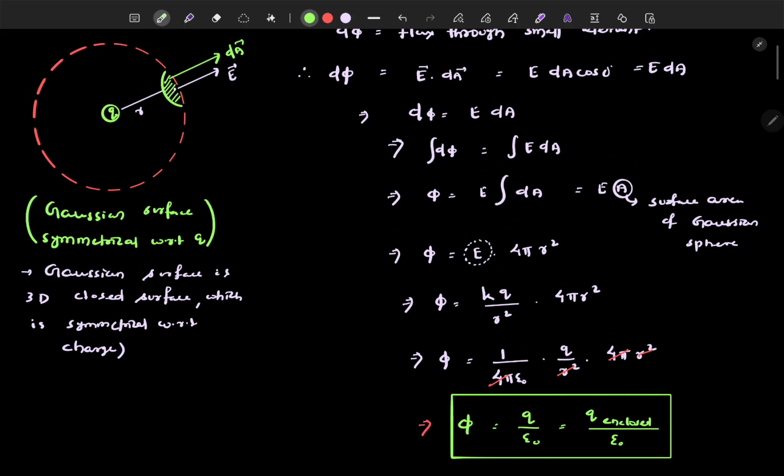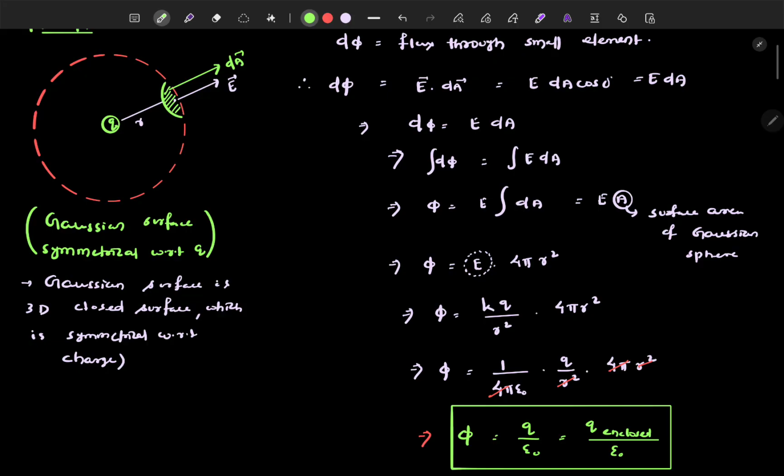So as per the proof, you may follow this process. Okay. So how phi is equal to Q enclosed by epsilon naught? It is clear to all of you? Yes. So let's come to some golden points regarding your Gauss theorem or Gauss law. This is fully important.